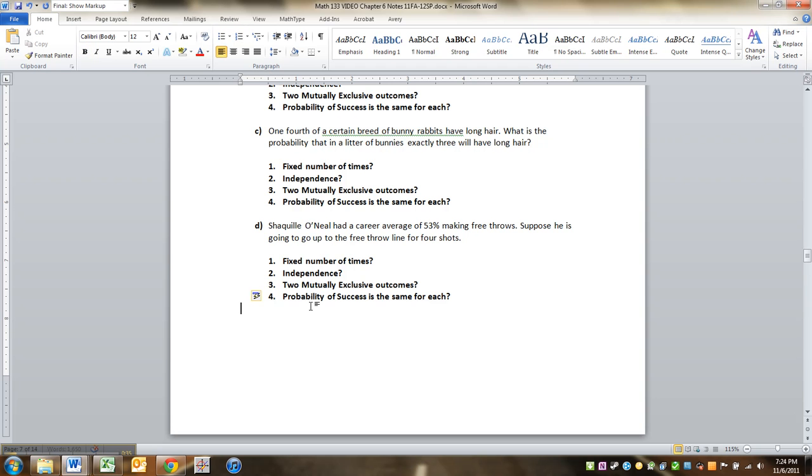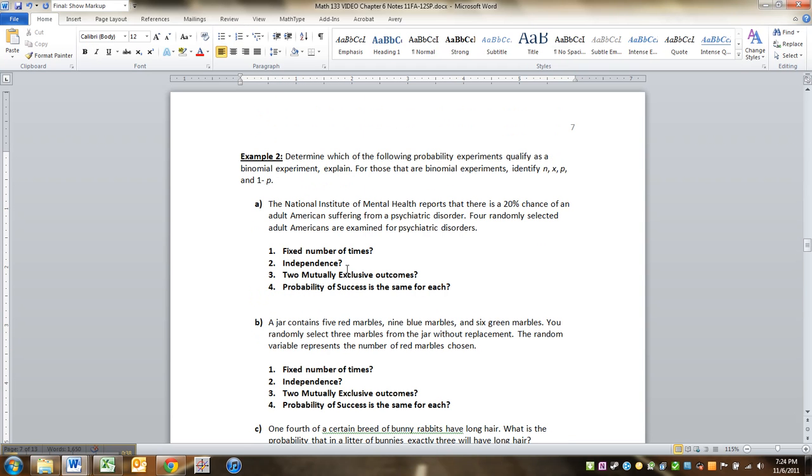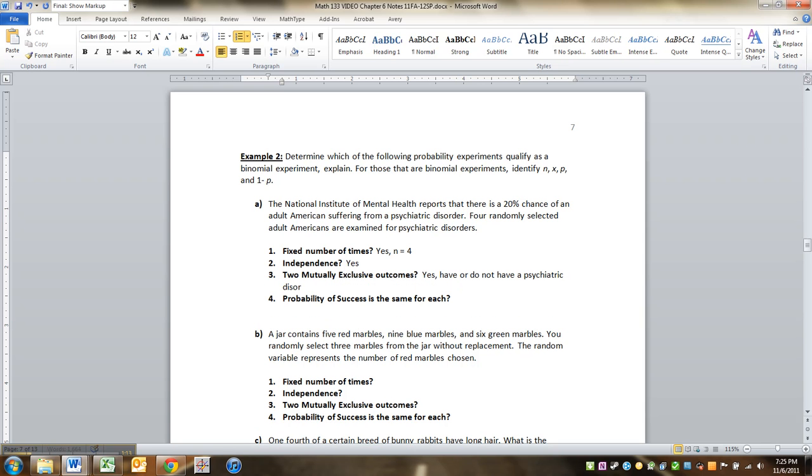All right, so we begin with the top one. The percentage of people who have psychiatric disorders is 20%. 4 randomly selected adult Americans are examined for psychiatric disorders. All right, so is it a fixed number of times? Yes, right? N equals 4. That's the number of times, and that's your N, by the way. Independence. Well, yes. If I have a psychiatric disorder, that doesn't have any bearing on whether you have a psychiatric disorder, right? Mutually exclusive outcomes. Yes, right? Either you have or do not have a psychiatric disorder.